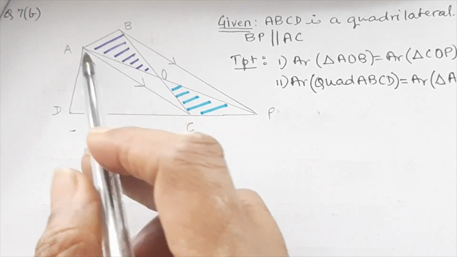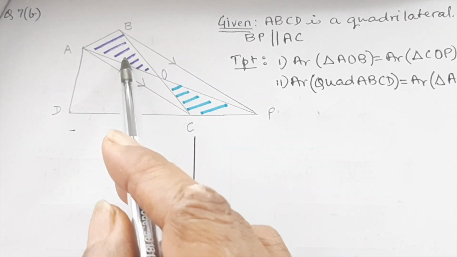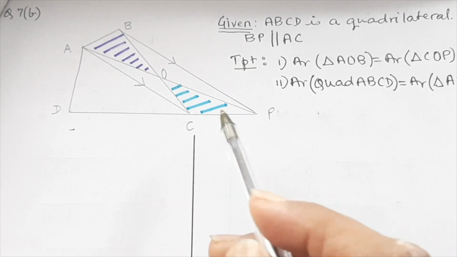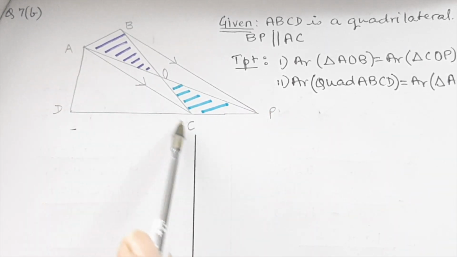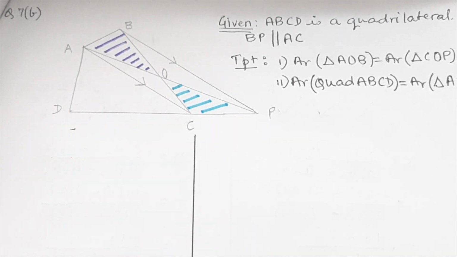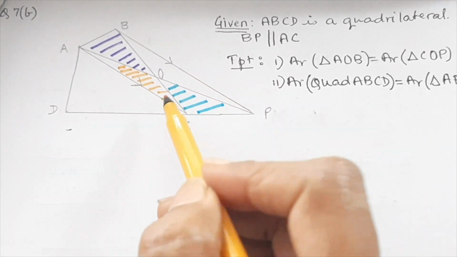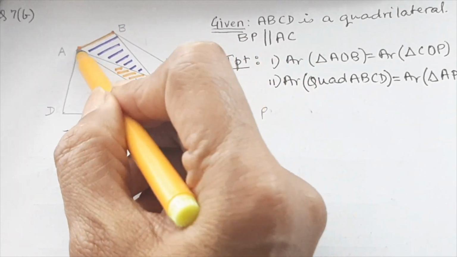Now let us look at our diagram. Our AOB and COP. This is the purple triangle and this is the blue triangle. They have to be equal in area. Now if they are equal in area, then we must make use of these parallel lines. Okay, now look at this. If we take AOB triangle and if we add AOC to that, we will get this triangle here like so.